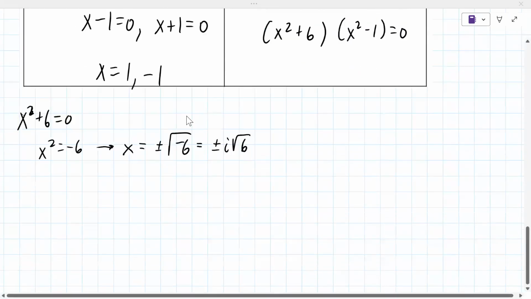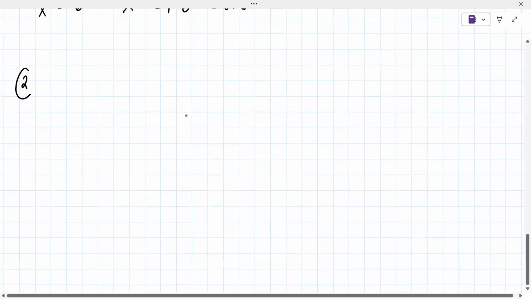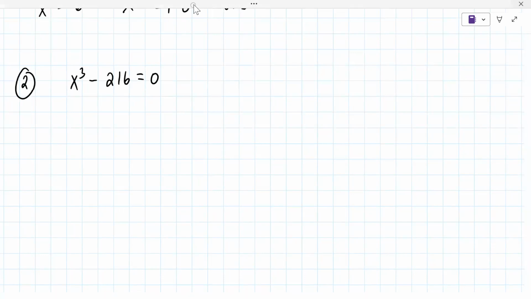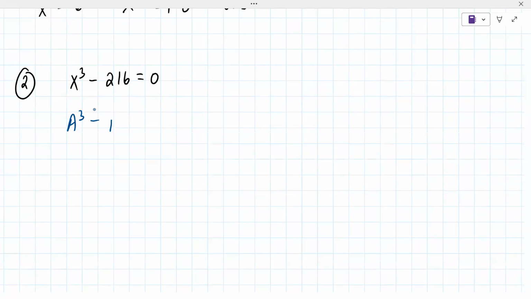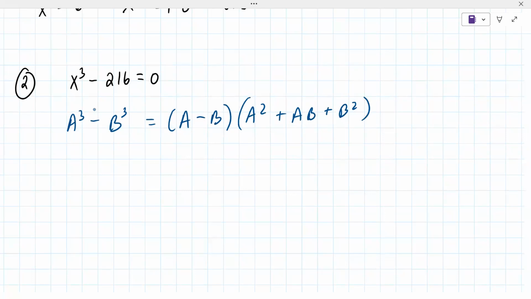Now the second one is difference of cubes. So number 2 here, x cubed minus 216 equals 0. This is difference of cubes. There is a sum of cubes also, which is very much the same formula: a squared plus ab plus b squared. So sum of cubes, which this is not, but I might as well put this in at some point. It's really similar.